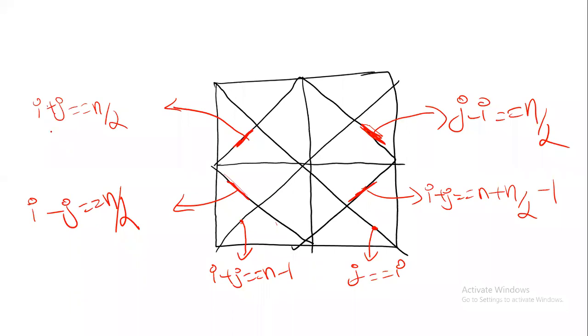So watch here, let's by heart together. I plus j equals to n by 2. First line equation is I plus j equal to n by 2. If that is I plus j, the below line is I minus j equals to n by 2. If the below line is I minus j equal to n by 2, the opposite side is j minus I equals to n by 2. I minus j becomes j minus I equals to n by 2. And the below line is I plus j equal to n plus n by 2 minus 1. This is the equation you have to by heart.